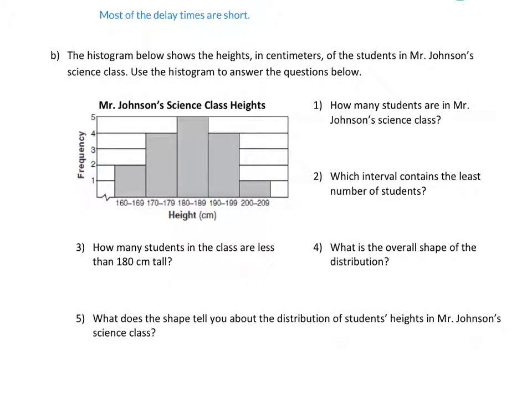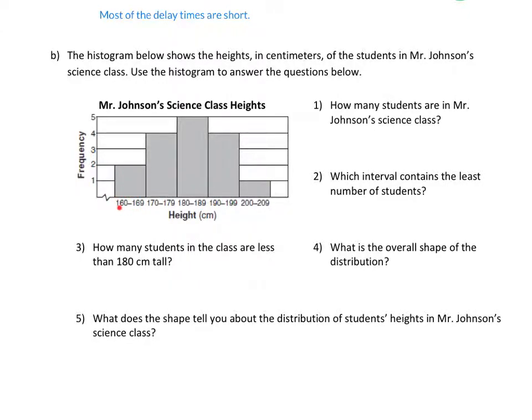Letter B. The histogram below shows the heights in centimeters of the students in Mr. Johnson's science class. Use the histogram to answer the questions below. Okay, we've got Mr. Johnson's science class heights. We've got the frequency, which means the amount of times it happens, and we've got their height. Note that there are ranges.